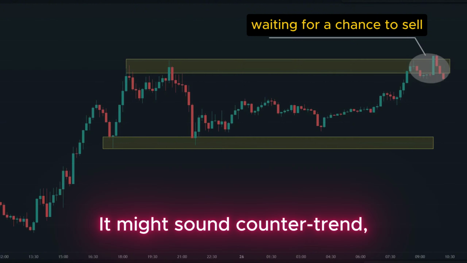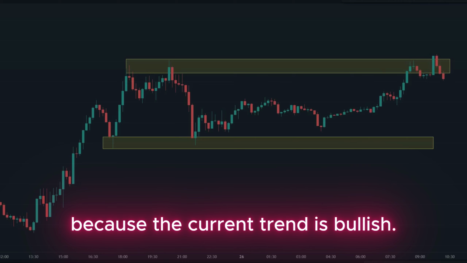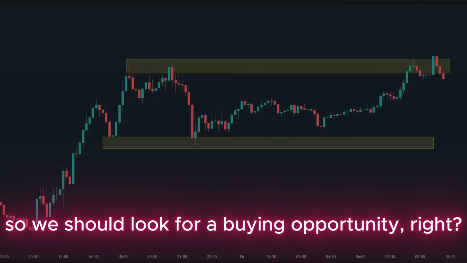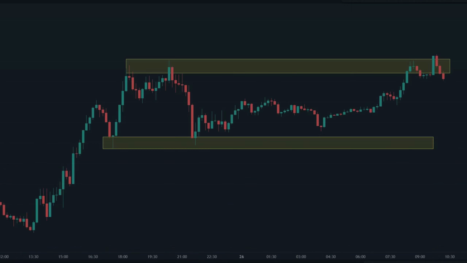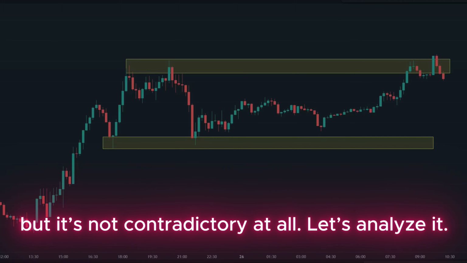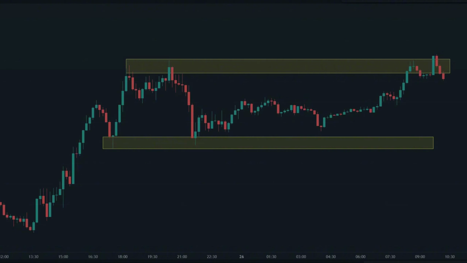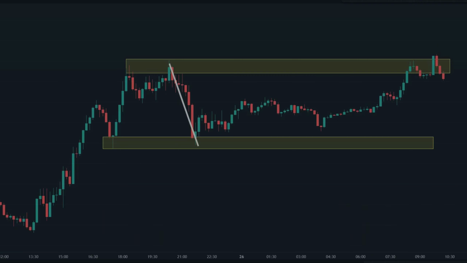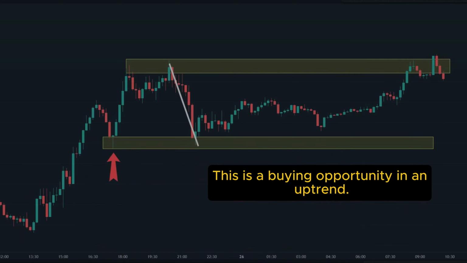It might sound counter-trend, because the current trend is bullish. The trend is your friend, so we should look for a buying opportunity, right? Why are we looking for a selling opportunity? It sounds a bit contradictory, but it's not contradictory at all. Let's analyze it. In an uptrend, we only look for buying opportunities when the price retraces to a strong buying zone. In this case, it's the key level. At this moment, we look to find a buying opportunity.